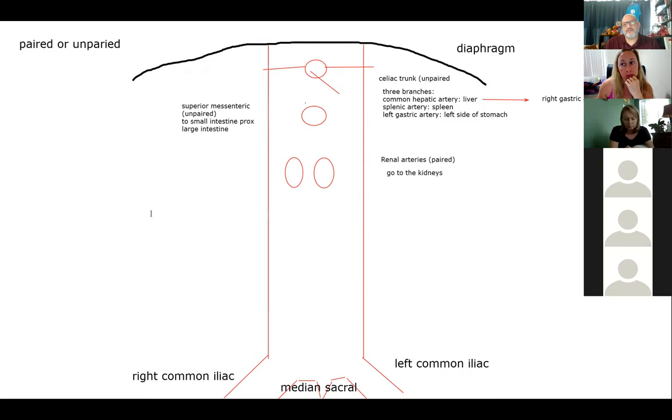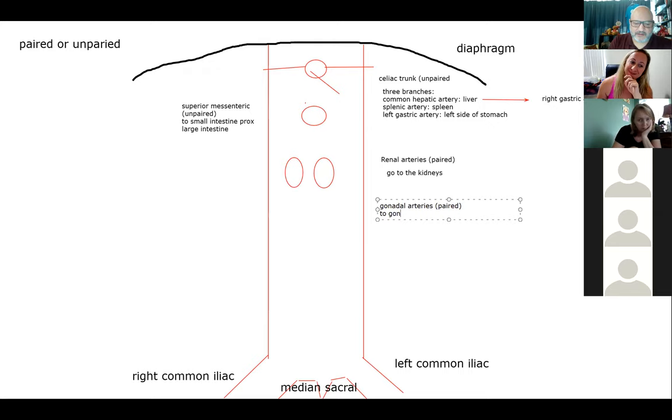Excellent. What's inferior to the renal arteries? Gonadal artery. Say again? Gonadal artery. Excellent. Next are the gonadal arteries. And I think your key was in what you said right there, arteries. So is it paired or unpaired? Paired. Excellent. Where do the gonadal arteries go? Gonads. There you go, to the gonads. What are gonads? Testicles. There you go, excellent. So if you're a boy type person, these are the testes. And if you're a girl type person, these are the ovaries.